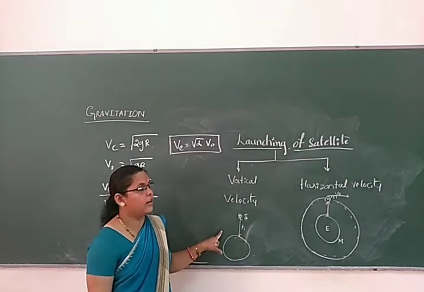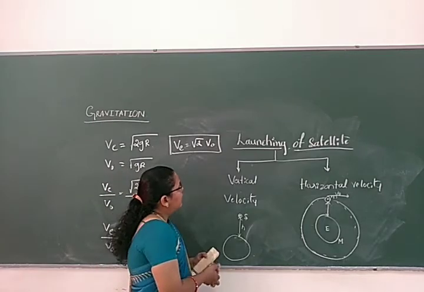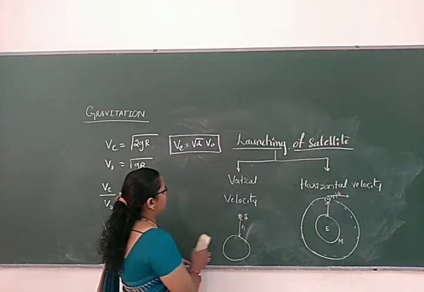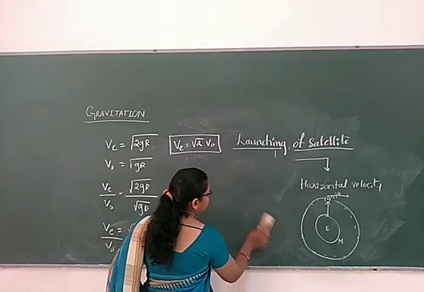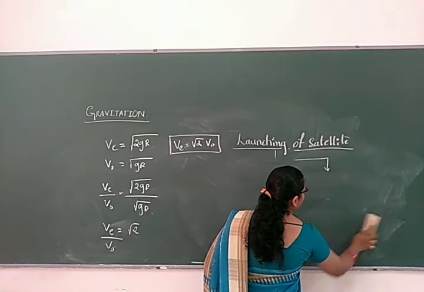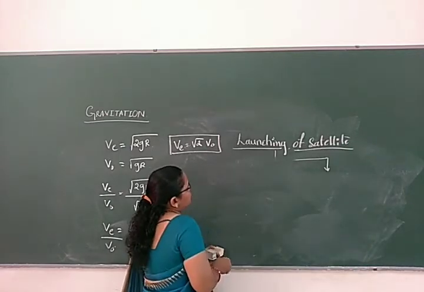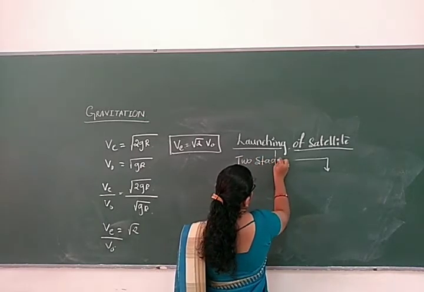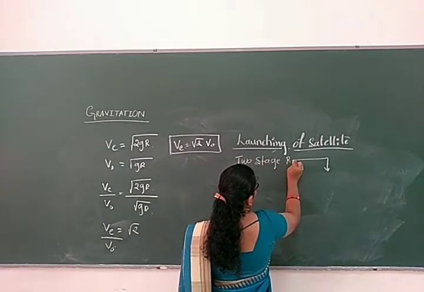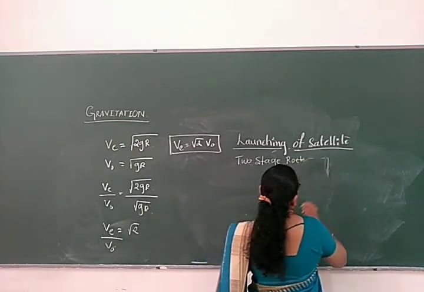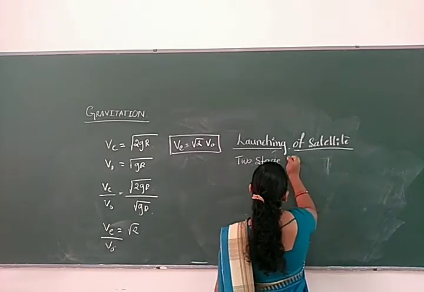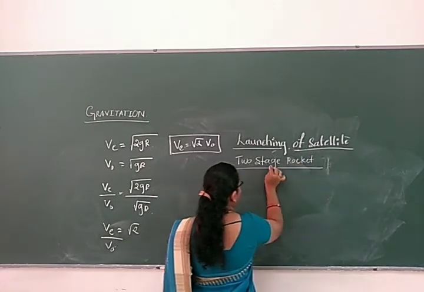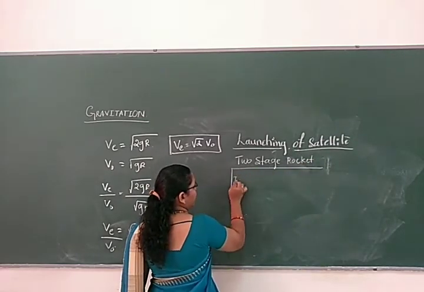Now to launch this satellite, we understood that two velocities we have to provide for that satellite to take a revolution around the earth here. Now for this we are taking the help of a two-stage rocket. What is the two-stage rocket here? In the first stage, again the vertical velocity will be taken. To launch the satellite, we are making use of a two-stage rocket. In the first stage, what will be there?